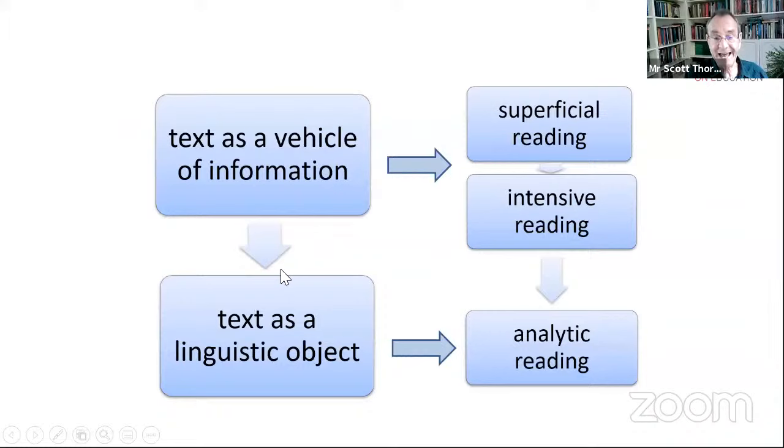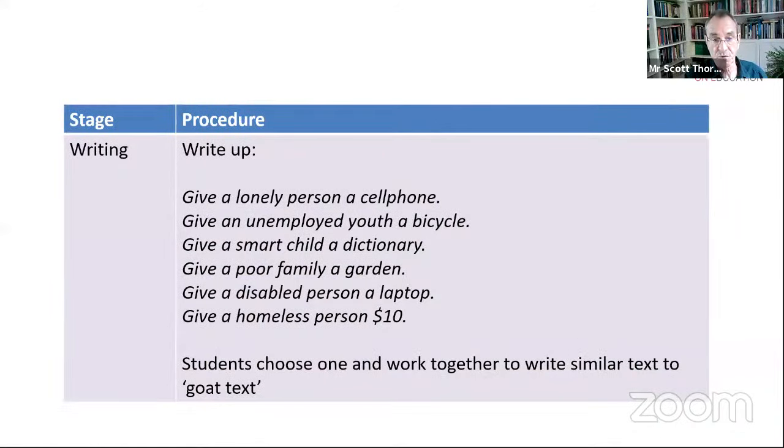So we're looking now at the text as a linguistic object, yeah? We've dealt with the information, we're looking at it as a linguistic object. And so we're focused on one particular feature here, which is the ditransitive construction. Now we want to work on that, to practice that.